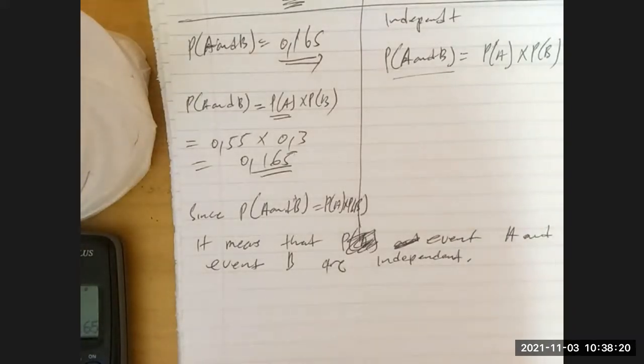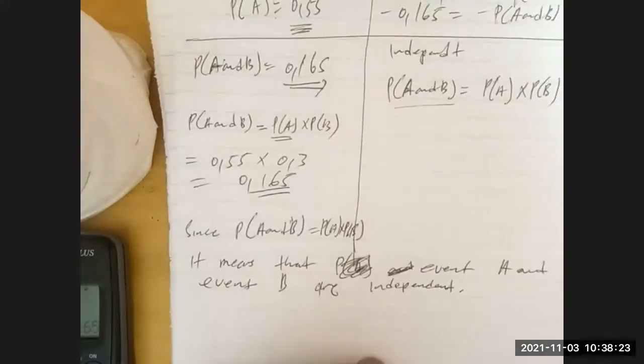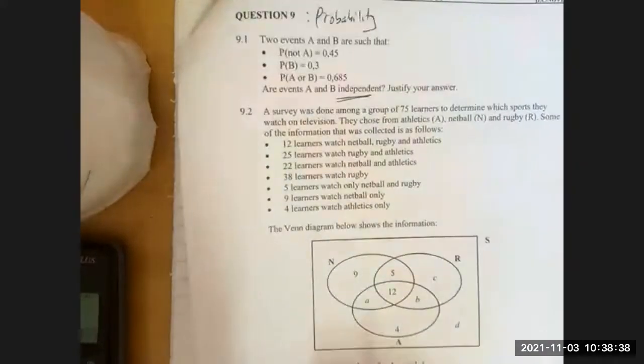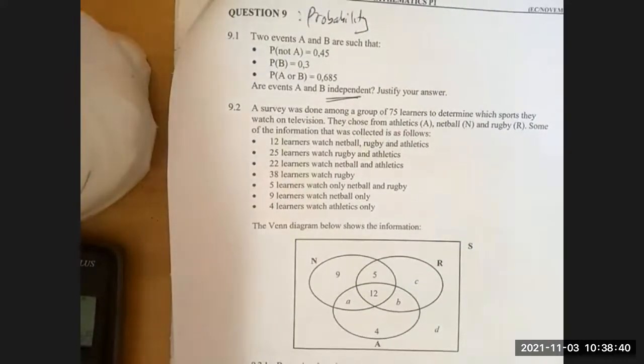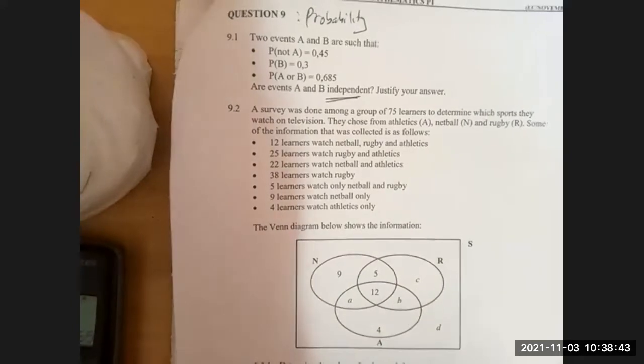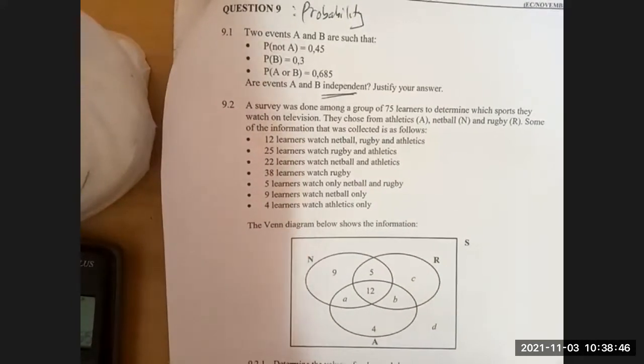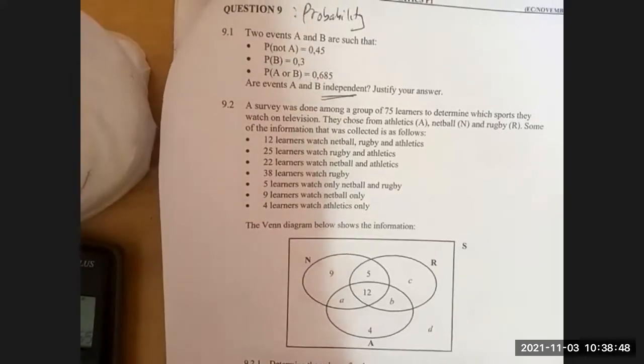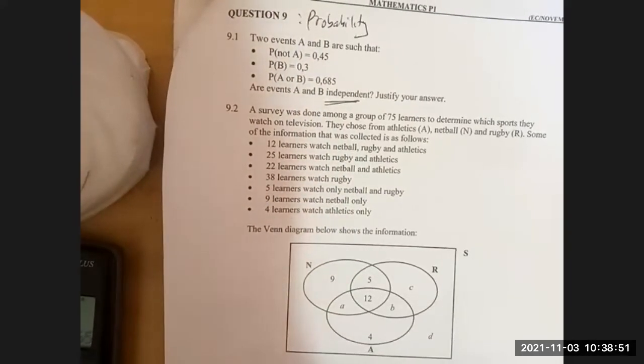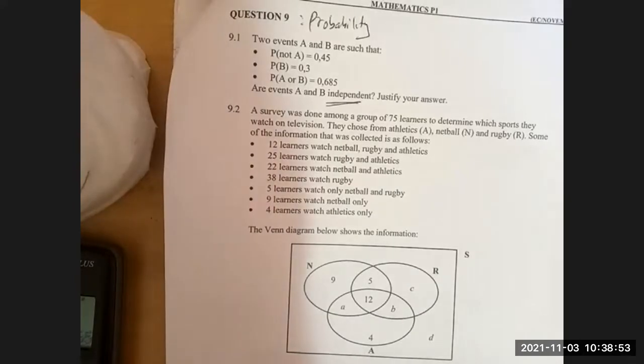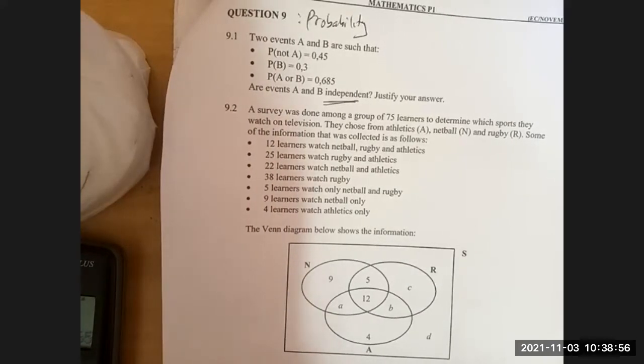So now we are faced with another question, 9.2 there. It just has to do with Venn diagrams. Okay, so let's see what is happening with 9.2. Here they are telling us that a survey was done amongst a group of 75 learners to determine which sport they watch on television. They chose from athletics, netball, rugby.